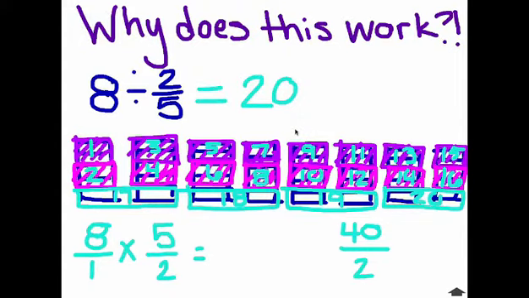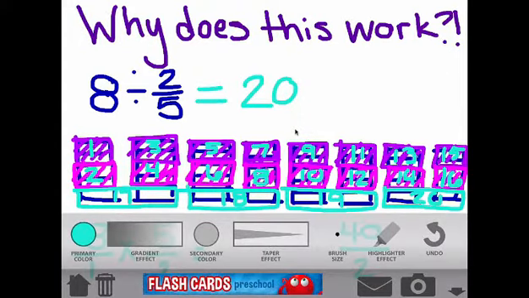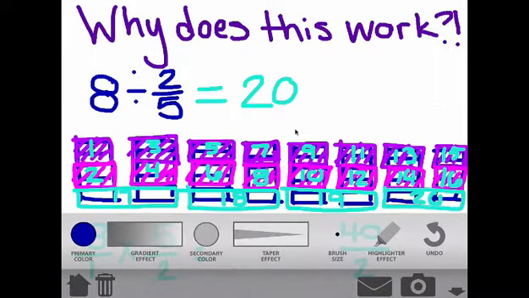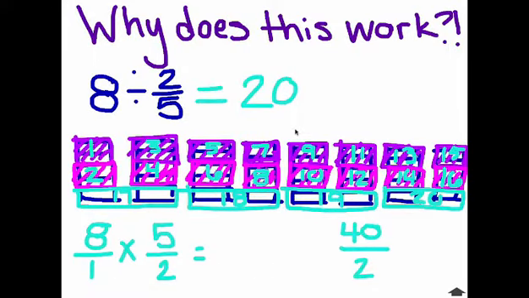Now I kind of put that off to the side over there because I want to go back and look at this using our cross-canceling again. 8 and 2 are both even numbers, which means that I can make each of them smaller. 2 is going to go into each of these numbers. It goes into 8 4 times, and it goes into 2 once. So my new fractions are 4 over 1 times 5 over 1. 4 times 5 is 20 over 1, which really means that we have a whole number 20.